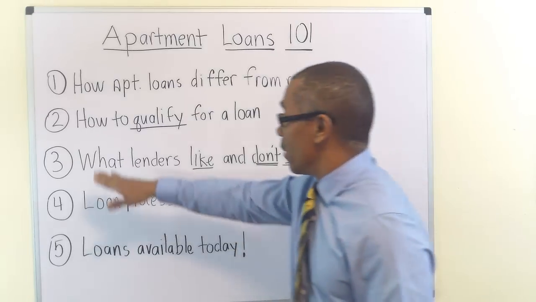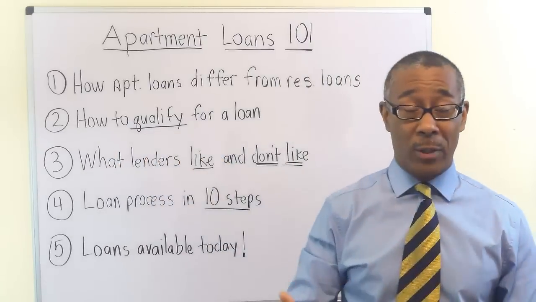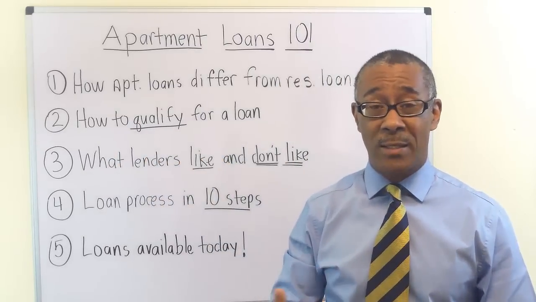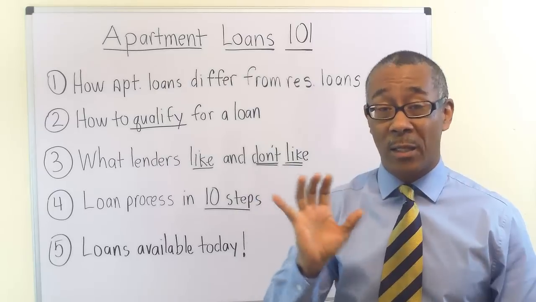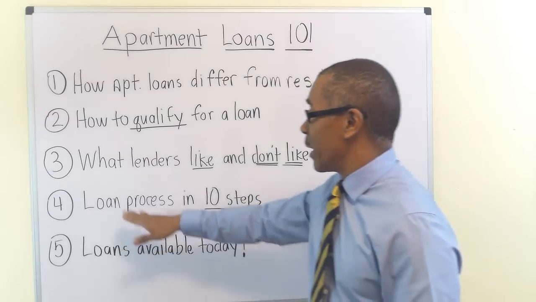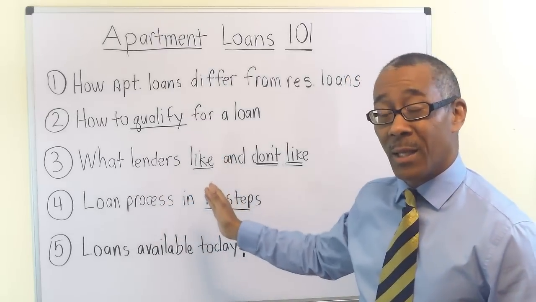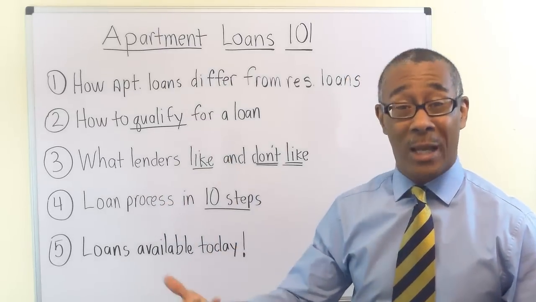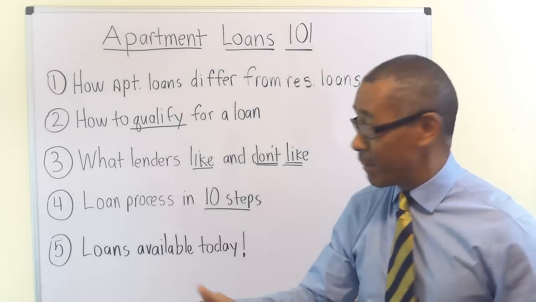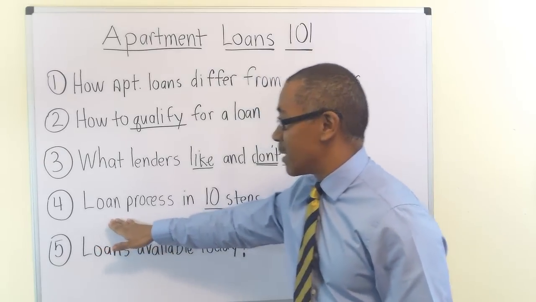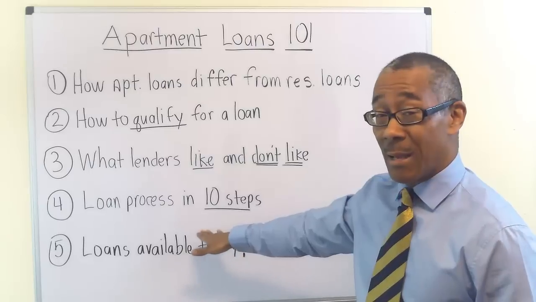Very important. Number 2, how to qualify for a loan. I'm going to share with you a few things that will put you in a position to get loan approval. And number 3, what apartment lenders like about apartment deals, and equally as important, what they don't like about apartment deals. All right? So number 4 is the loan process in 10 steps.